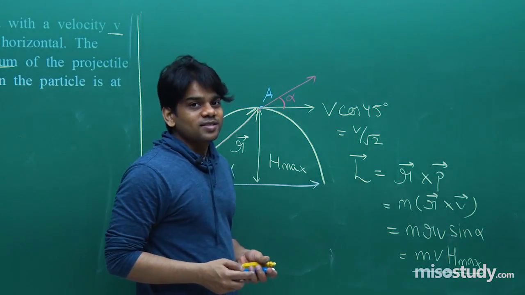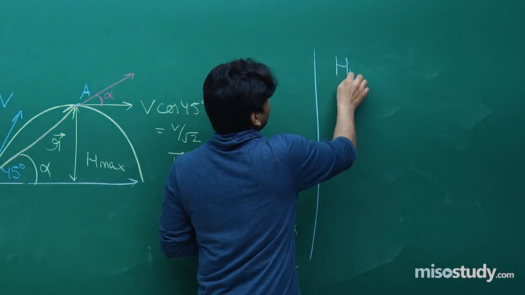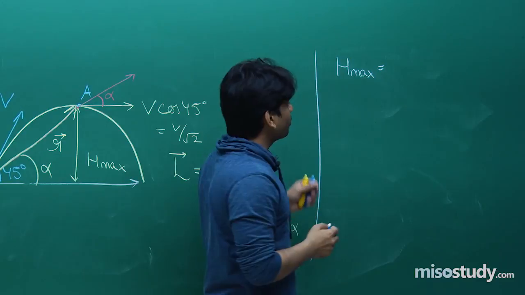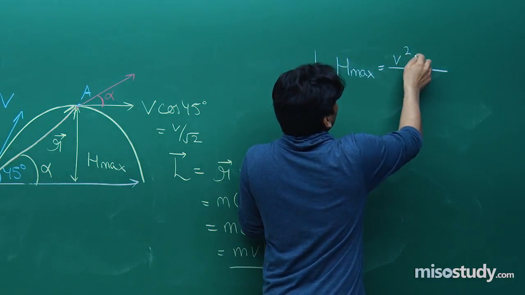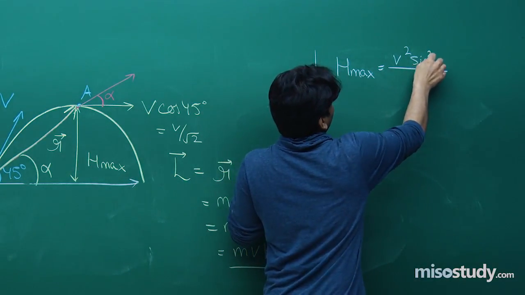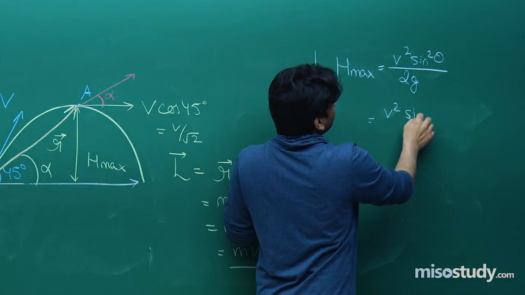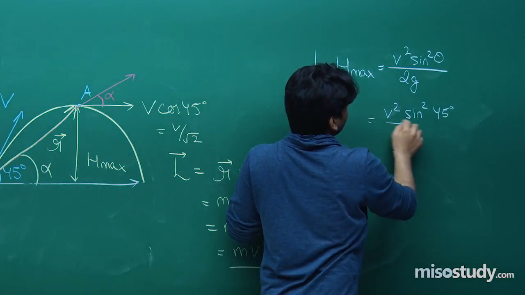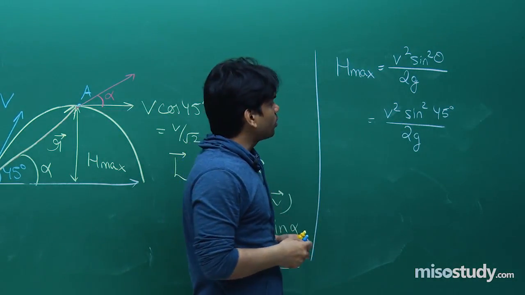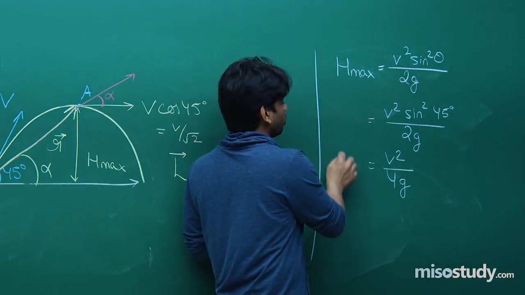Now, how to find m v into h max? H max, since it is projected at an angle of 45 degrees, we all know the formula for maximum height is v square sine square theta upon 2g. So this will be v square sine square 45 degrees divided by 2g. Sine 45 degrees is 1 by root 2, so its square becomes 1 by 2. So you will get v square by 4g. This is the value of h max.